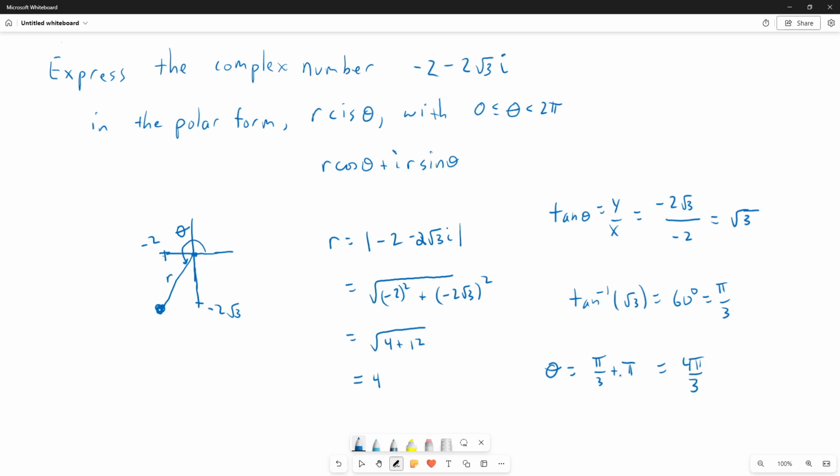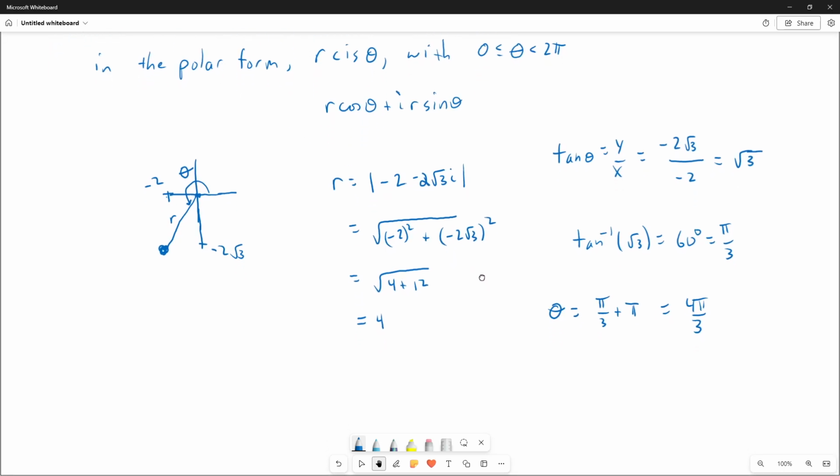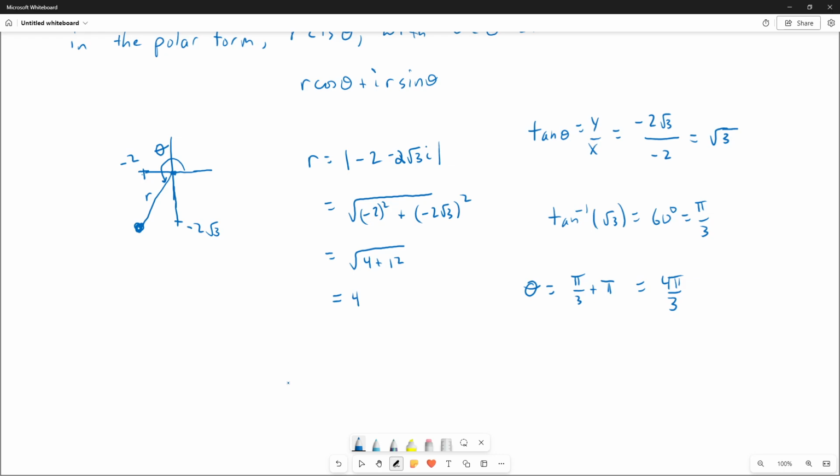So these are the polar components. R is 4 and theta is 4 pi over 3. And so we can write the complex number -2 minus 2 root 3i equals 4 cis 4 pi over 3. The radius and the angle.